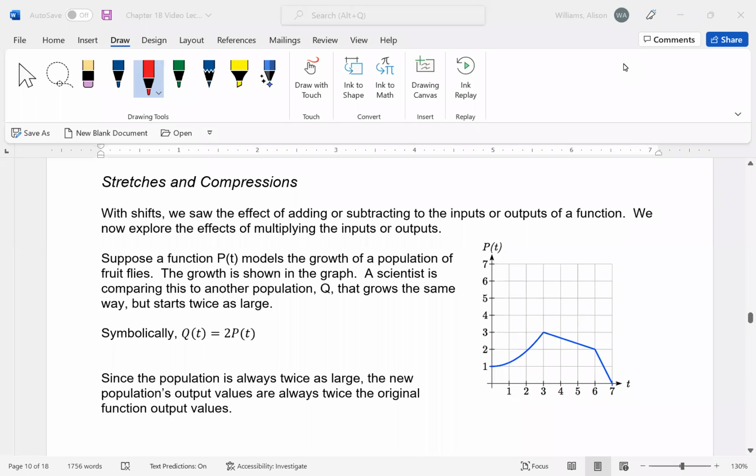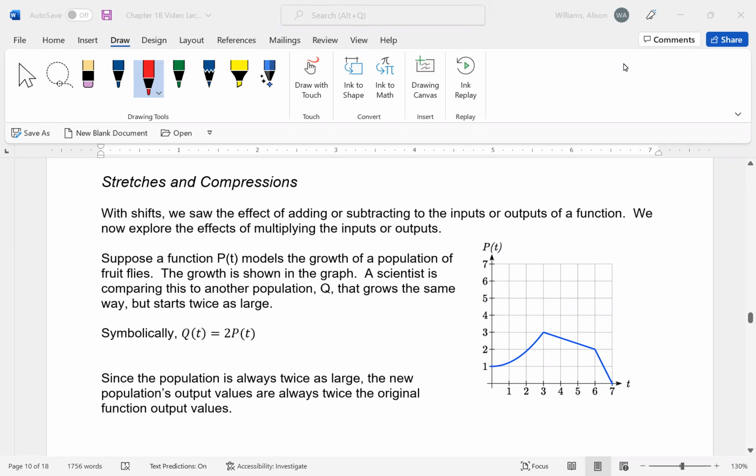In this video, we're going to talk about stretches and compressions when we're looking at transformations of functions. So I'm going to do this by example. This came out of the book. Suppose P of T models growth of population of fruit flies, and that's this graph that's being shown here.